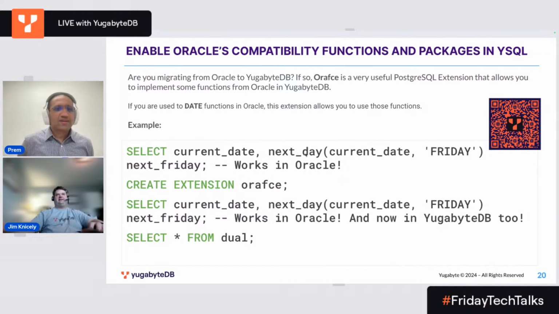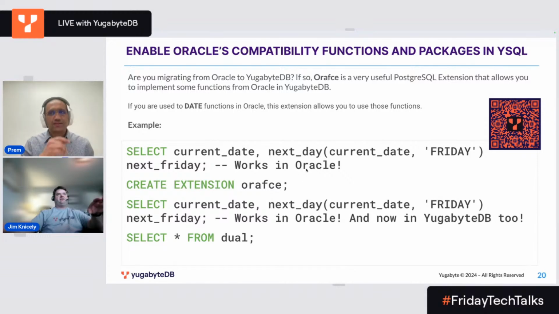Like one of my favorites is called next_day. And what that means is you can give it a date and it'll give you the next Friday, for instance, right? So I'm always looking forward to Friday. So I'm running this query all the time. But so this will actually work. So when I install the extension, this query will now work. Here it's going to fail.